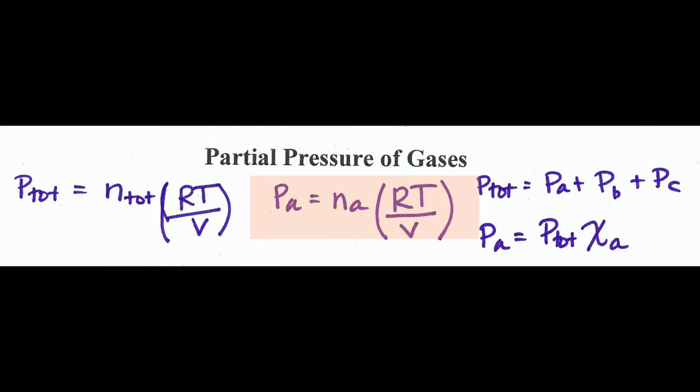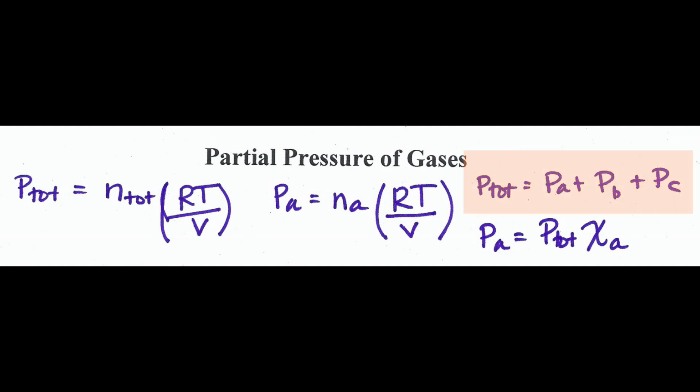We can also calculate the partial pressure of just a single component in a mixture, which we'll call PA, by knowing the moles of that component times RT over V. When you have a mixture of gases, the temperature will be uniform throughout your mixture, and the volume will also be the same for all of the components in your mixture.